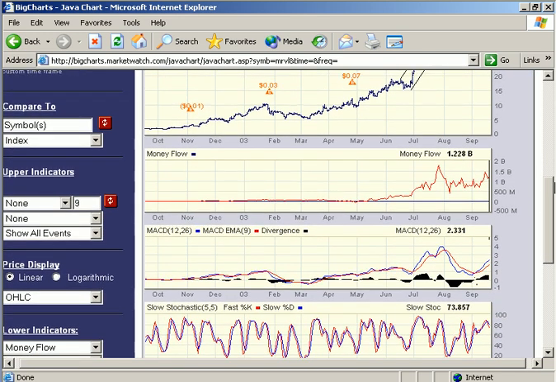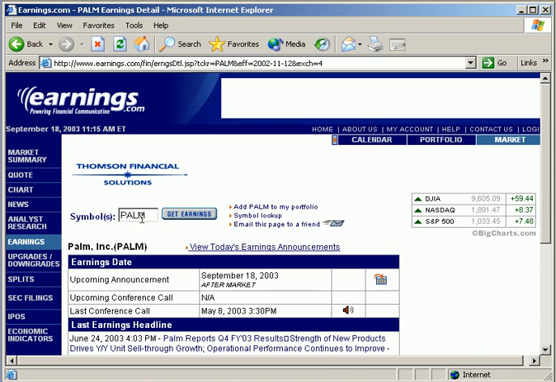So let's go to the earnings test on this particular stock, SINA. We're going to go back to earnings.com. We're going to simply put in the symbol, SINA, and then we're going to click on the Get Earnings link.